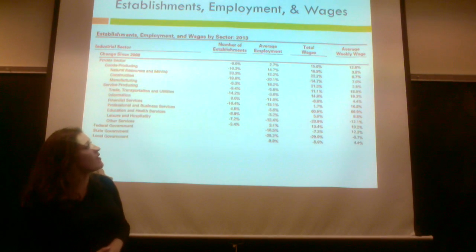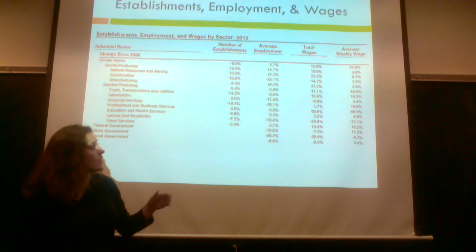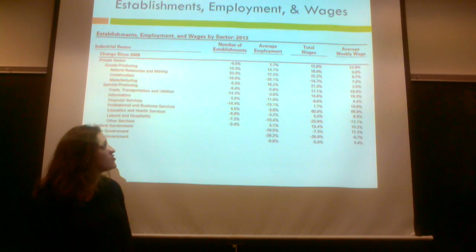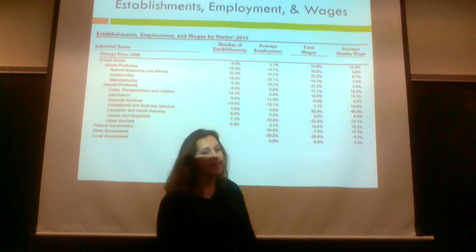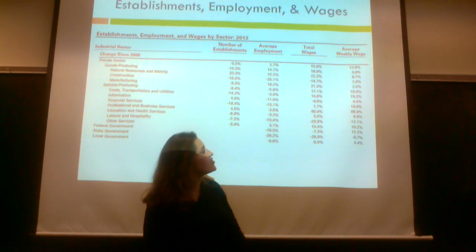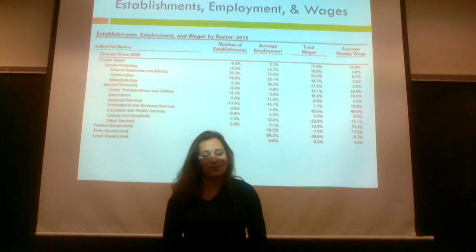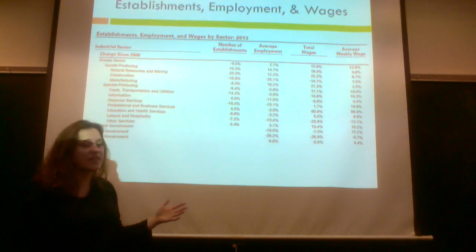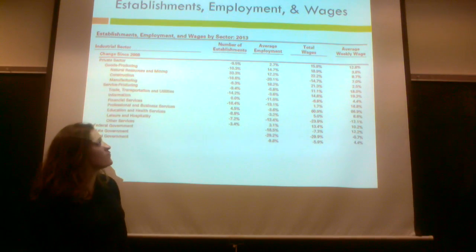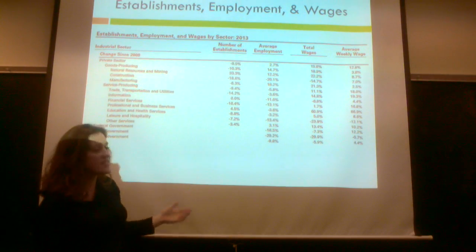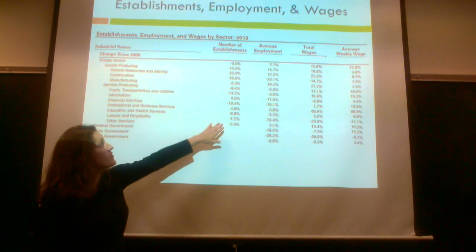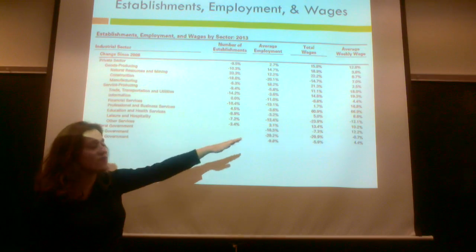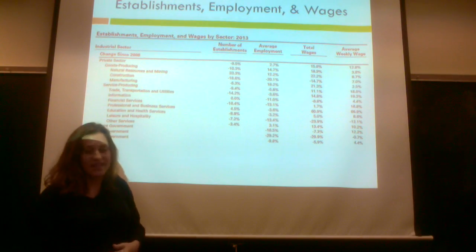On the other hand, we have average employment, which has been increasing by 2.7% since 2008. And we have total wages increasing 15.8% all the way over here. And then finally, the average weekly wage increasing by 12.8%. So these are also really good indicators. Although the number of establishments is decreasing, the other factors are all increasing, and that's a good indicator.